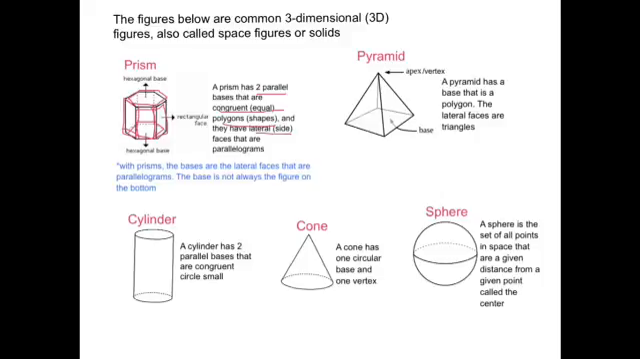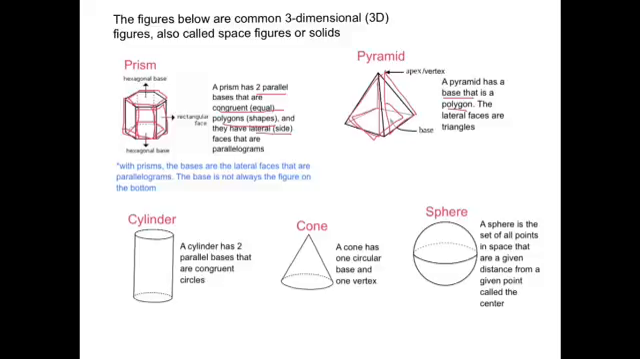A pyramid has a base that is a polygon, okay? And it doesn't necessarily have to be a square like in the picture. It could be a hexagon or a pentagon. Here we have a square on the bottom, and that's our base. And then the lateral faces, or basically the sides, are triangles. And on a pyramid, the sides will always be triangles.